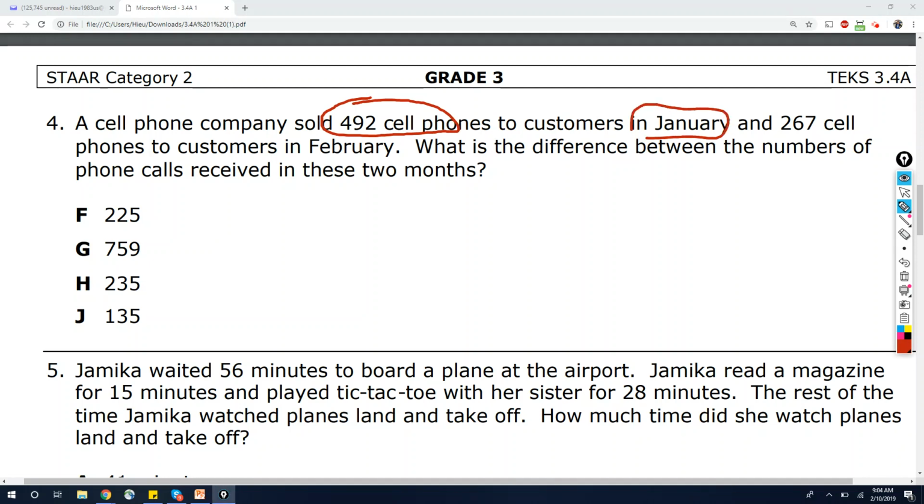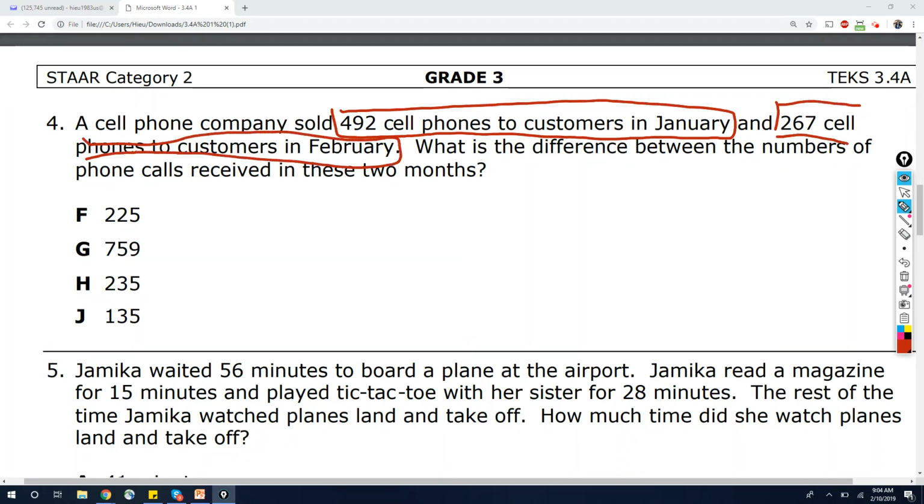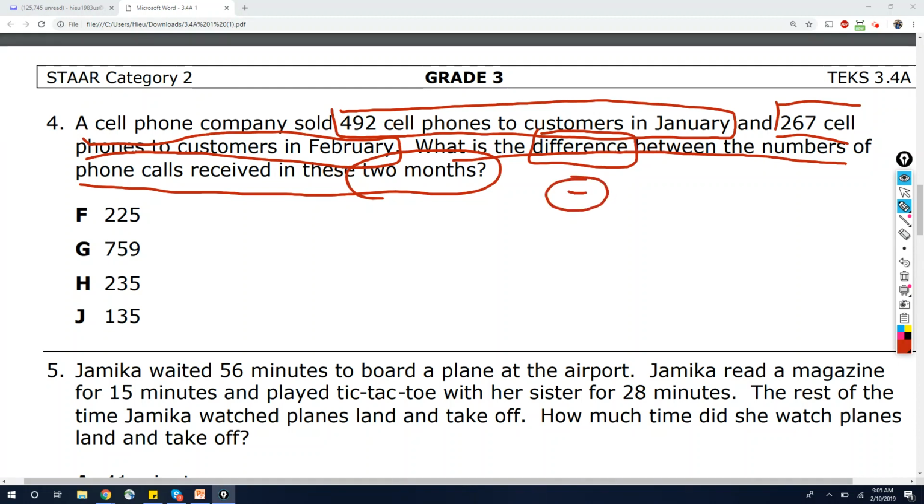Okay. And if you like to, you can just extend them all so it's connected to one part. And we have this one in February. That's two parts. What is the difference between the number of phone calls received in these 2 months? They're looking for the difference between these 2 months. Okay? So when they have a question like, what is the difference? What type of question are we looking for? That's right. When they're asking for difference, it means they're looking for subtraction.